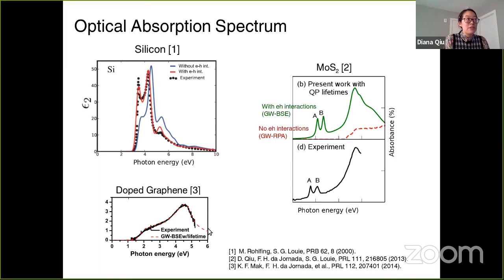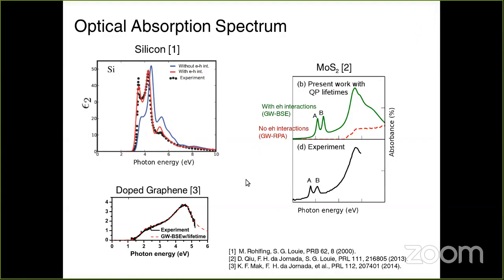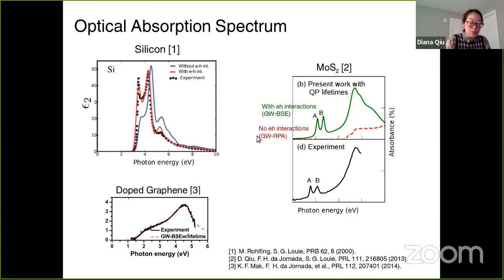In order to calculate the optical absorption spectrum of a material, you need to solve the Bethe-Salpeter equation. And so we're going to do this within BerkeleyGW. The BSE part of the BerkeleyGW code gives you optical absorption spectra that are in good agreement with experiment for a wide range of materials, from bulk semiconductors like silicon to two-dimensional semiconductors like molybdenum disulfide, and also bulk and two-dimensional metals like graphene.